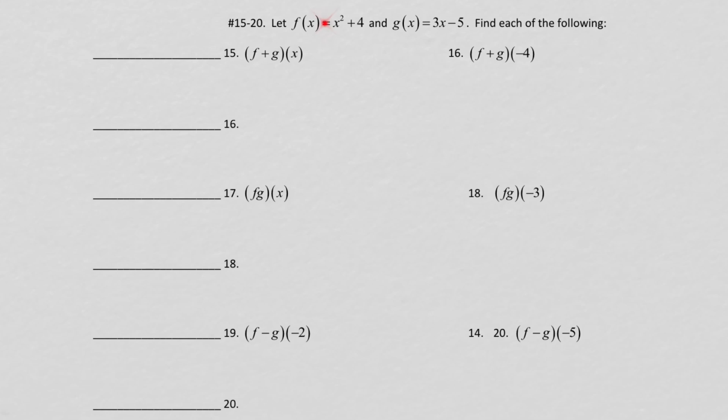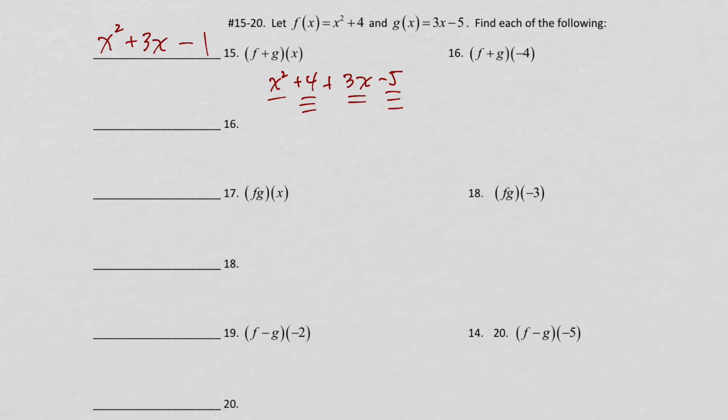F plus g of x, here are our two functions, so at x we're just adding the functions. So this is going to be x squared plus 4 plus 3x minus 5. And then this doesn't combine with anything, neither does this, but this and this add up to a negative 1.